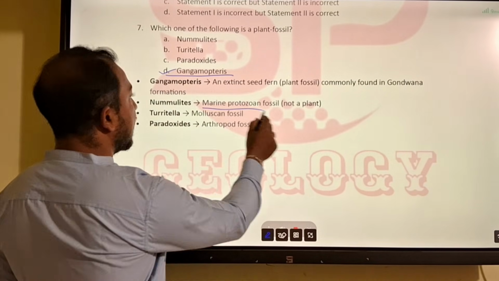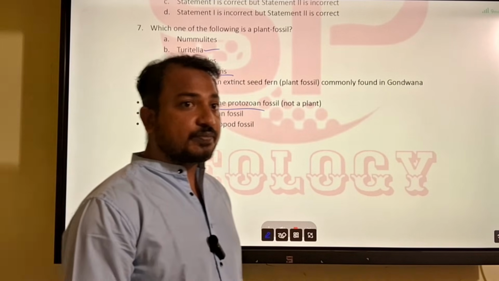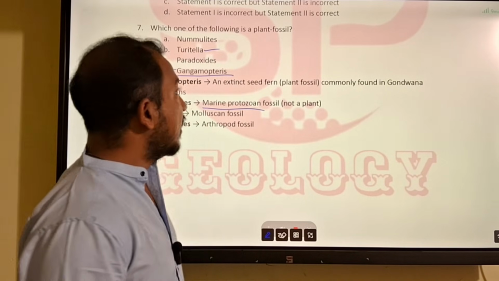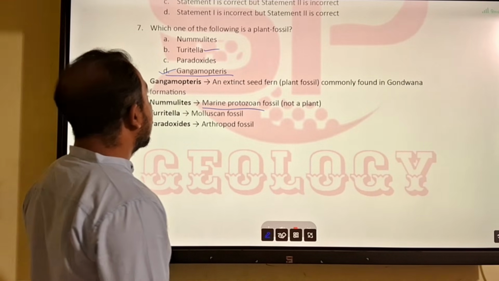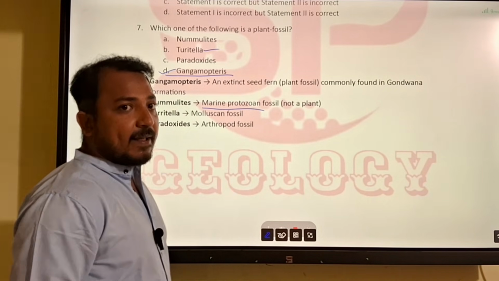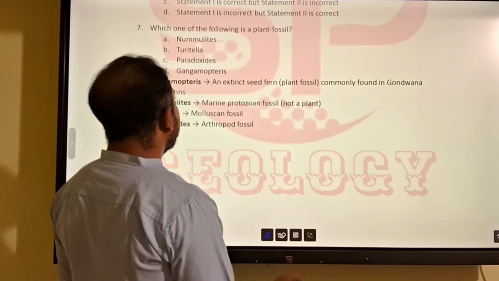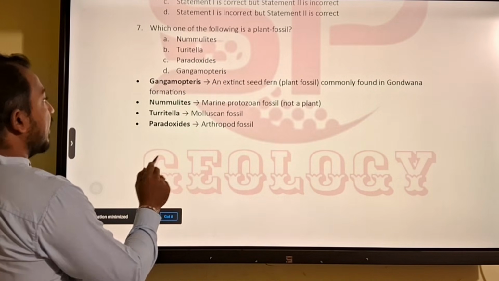Then other, Nummulites is a marine protozoan fossil. Then Turritella, it belongs to gastropod. It is called a terrace fossil. It is helicoidal coiling. Then Paradoxides belongs to Trilobites. It is an index fossil. So our answer will be Glossopteris here.